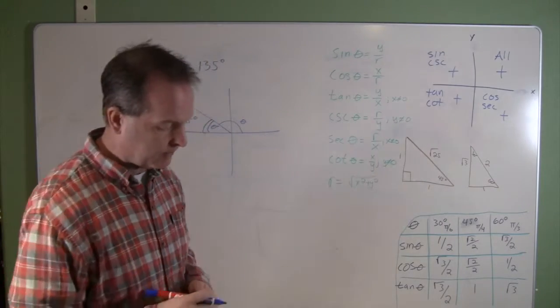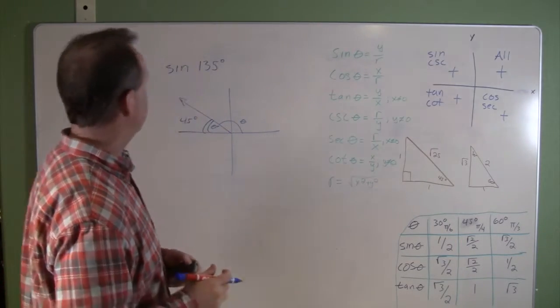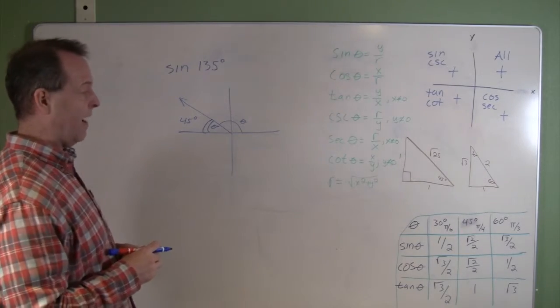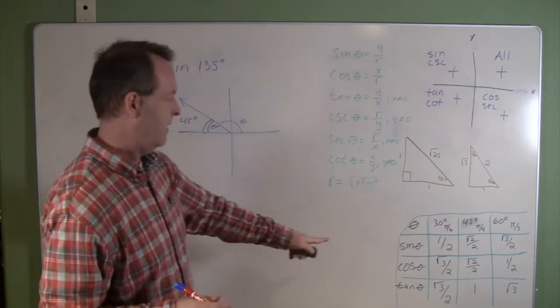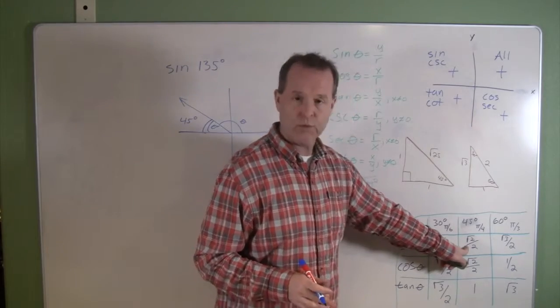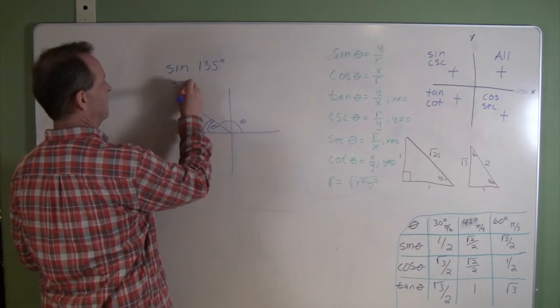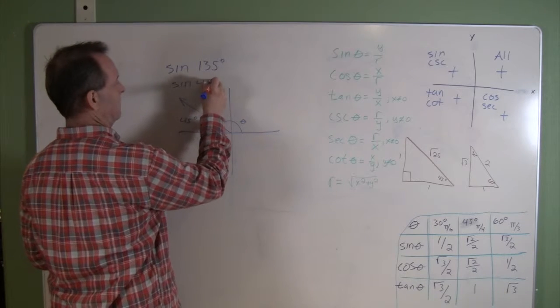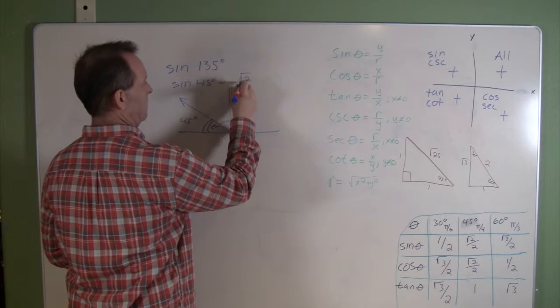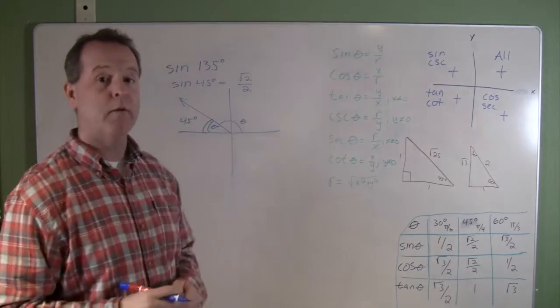However, we won't know yet what its sine is. So the sine of 45 degrees, do we remember the sine of 45? I have it down here, sine of 45 was root 2 over 2.